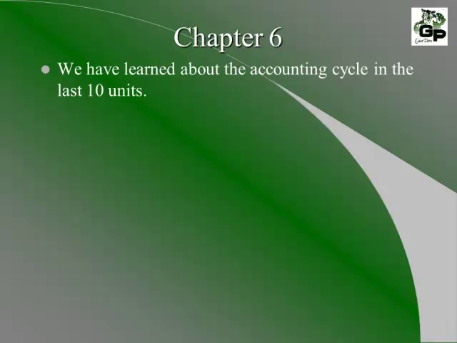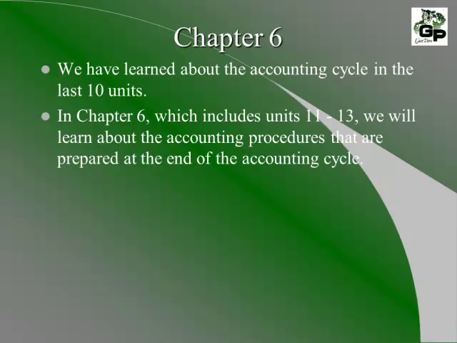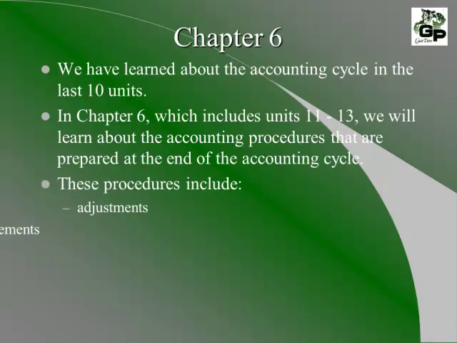We have learned about the accounting cycle in the previous 10 units. In this chapter, Chapter 6, which includes Units 11, 12, and 13, we will be learning about the accounting procedures that are prepared at the end of the accounting cycle. These procedures include adjustments, new financial statements, and closing the books.